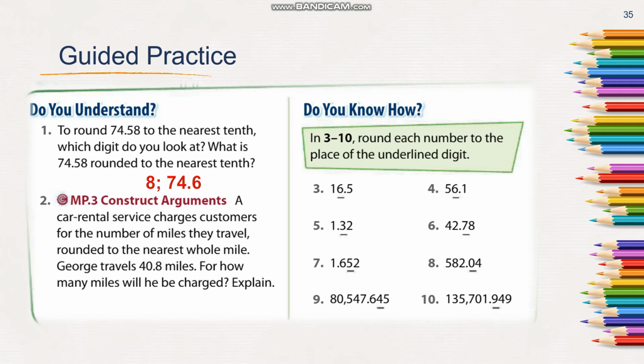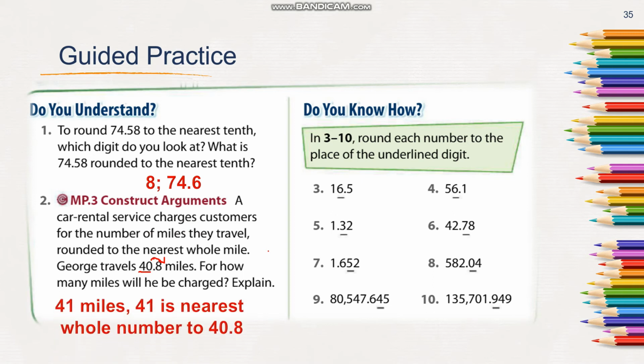Number 2. A car rental service charges customers for the number of miles they travel. Rounded to the nearest whole mile, George travels 40 and 8 tenths miles. For how many miles will he be charged? Explain. So you are going to round 40 and 8 tenths to the nearest whole number. So the whole number is 40. So 40 is followed by 8. So 40 becomes 41 because if it is followed by 5 or more, we need to add one more. The answer is 41 miles. 41 is nearest whole number to 40 and 8 tenths.